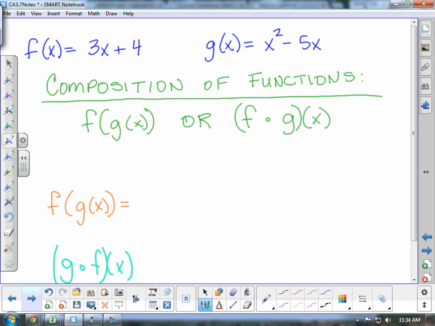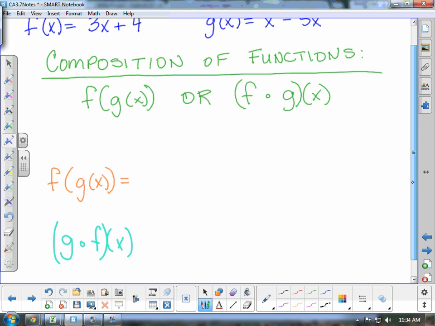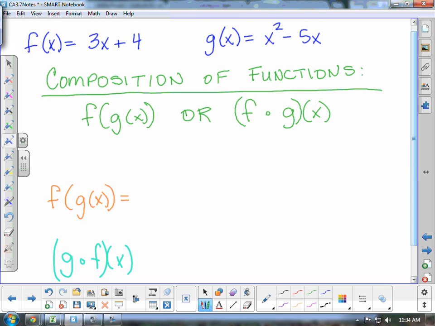Moving on to the second part of this section, which deals with composition of functions. And we're still going to use 3x plus 4 and x squared minus 5x. Composition of functions can be written one of two ways. Like this using parentheses, or like this using the composition symbol. It's a little circle, an open circle. This is read f composition g of x. And so is this one, f composition g of x.